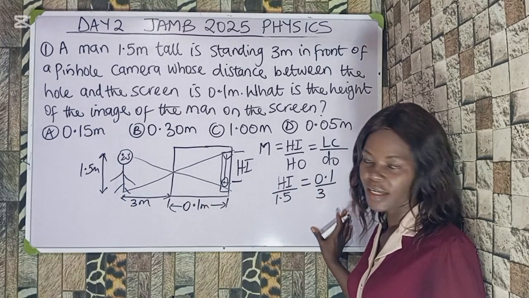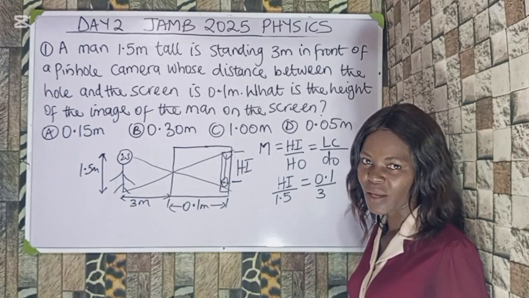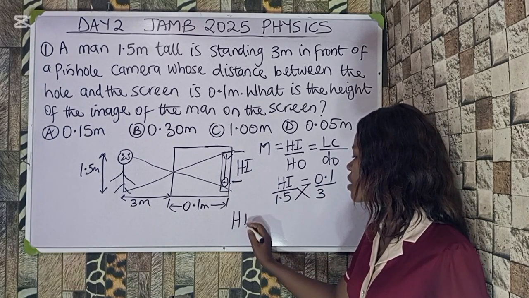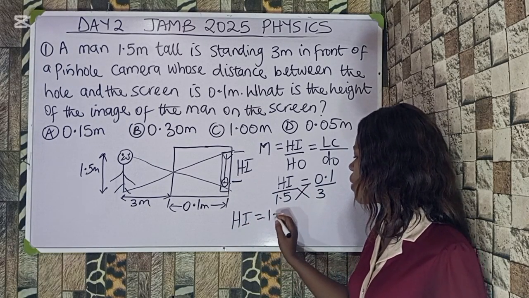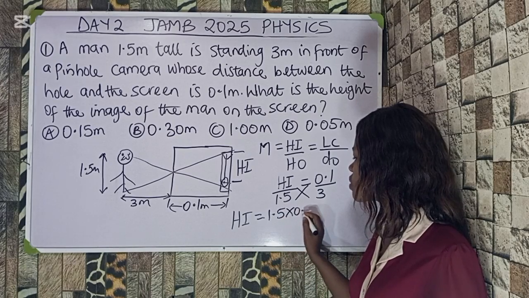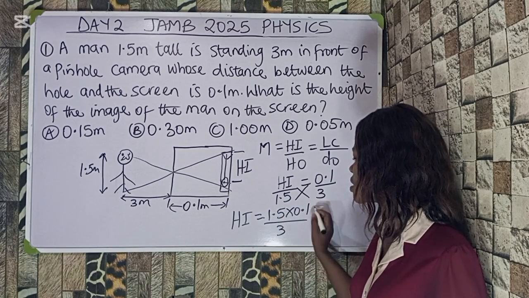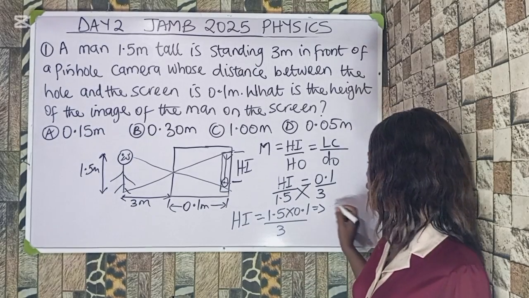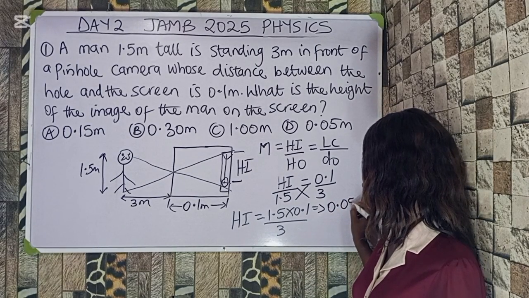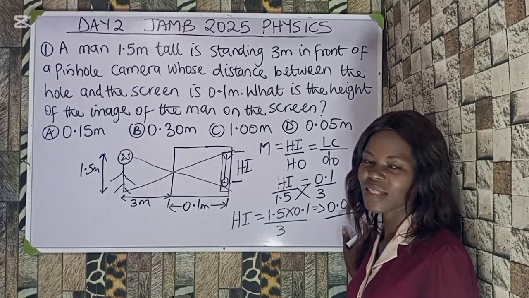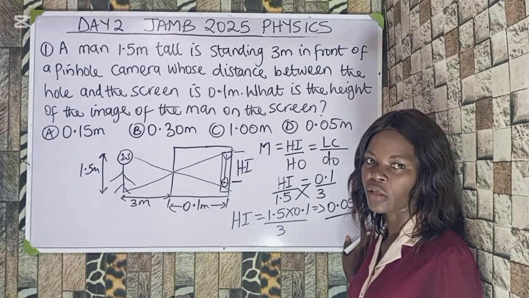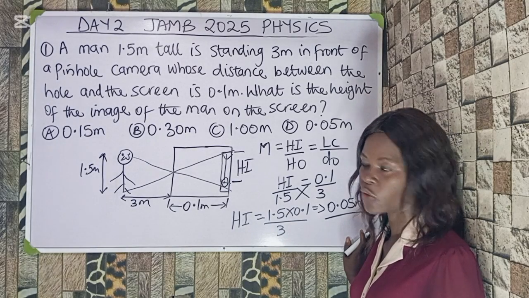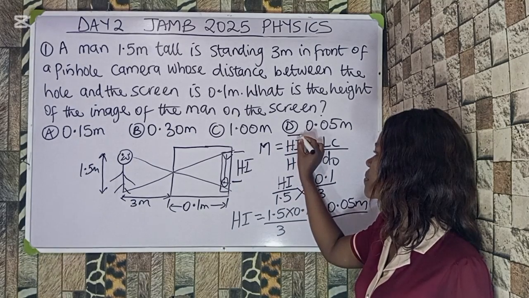Is that clear? So what you're going to do now is cross multiply and we get the unknown. Therefore, the height of image is equal to 1.5 multiplied by 0.1 then divided by 3. Do we understand? Let's work it out. By the time you multiply, you're going to have 0.05 meters. So this is the height of the image of the man on the screen. So from what we've got so far, the correct option to this question is option D.